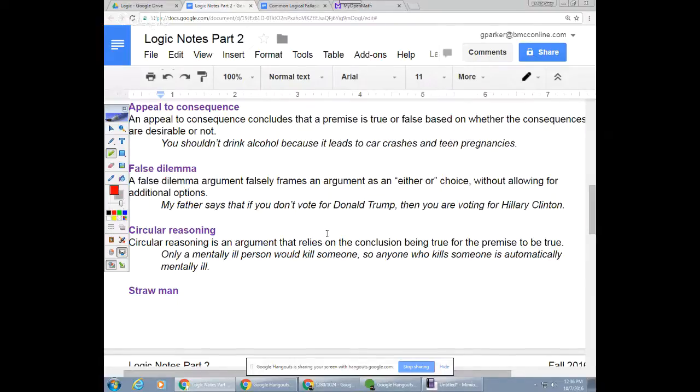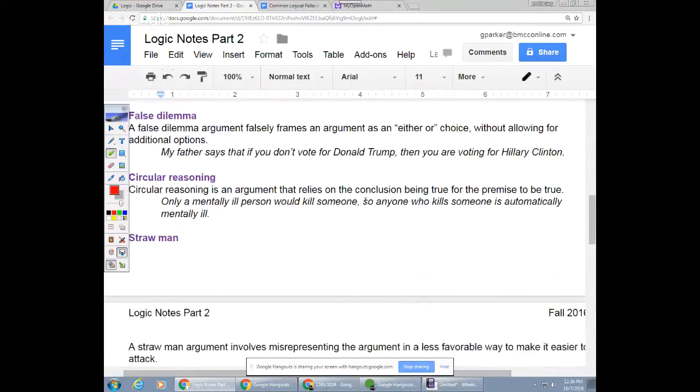So circular reasoning. We say you have to be mentally ill to kill someone, then we say to kill someone you have to be mentally ill. We just said the same thing forward and backwards. Doesn't mean anything. Circular reasoning. That one's pretty popular. All right, what else do we have here?